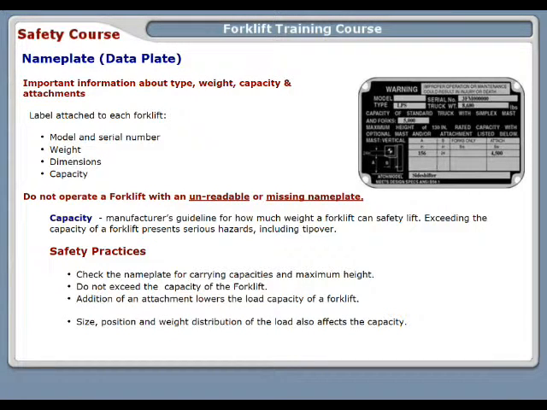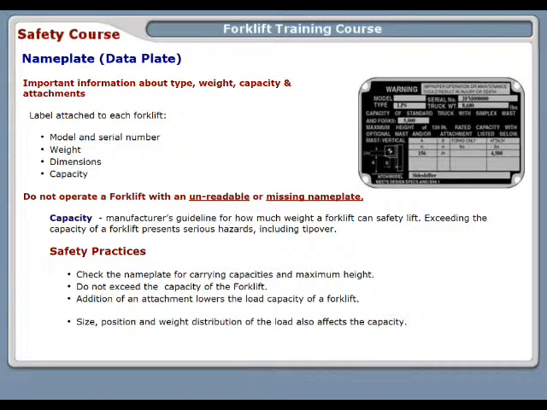Other important information about your forklift can be found on the nameplate or data plate. It has important information about type, weight, capacity, and attachments. Labels are attached to each forklift and indicate the model and serial number, weight, dimensions, and capacity. Don't operate a forklift with an unreadable or missing nameplate.